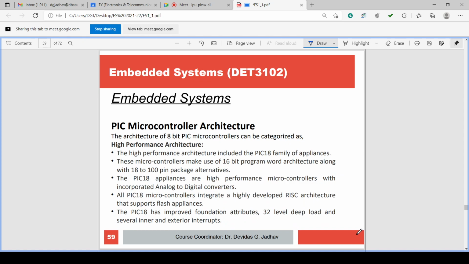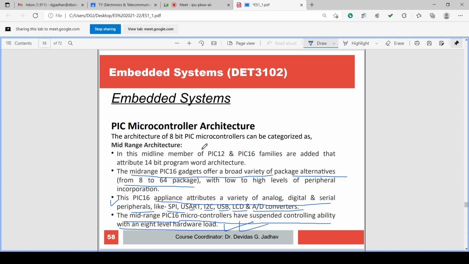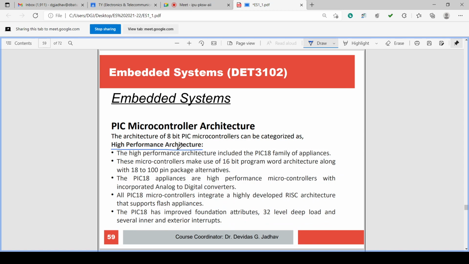So, PIC microcontroller architecture. The architecture of the 8-bit PIC microcontroller can be categorized as baseline architecture, mid-range architecture, and high performance architecture. The high performance architecture includes the PIC18 family.